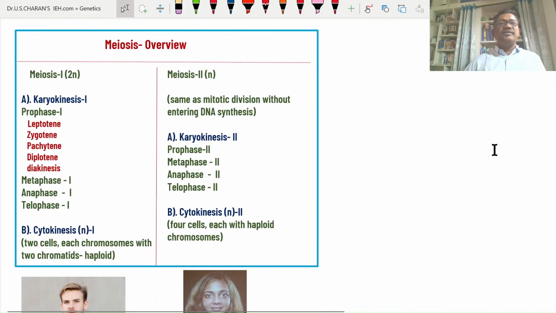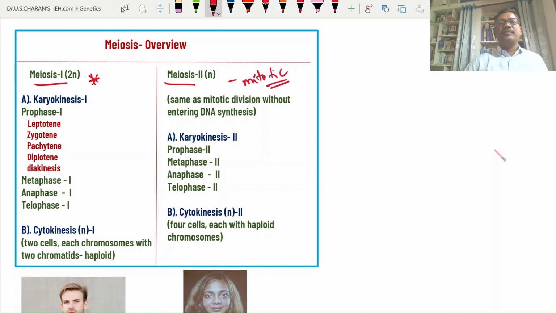At the beginning, I am going to discuss the overview of the meiotic division, or meiosis, or reductional division. Meiosis contains meiosis 1 and meiosis 2. This meiosis 1 is important. This meiosis 2 is equal to the mitotic division. So during the meiotic division, the chromosome number is reduced to half. Then meiosis is just like the mitotic division without entering into DNA replication. The cells formed in meiosis 1 enter into meiosis 2, but the main changes take place during meiosis 1.